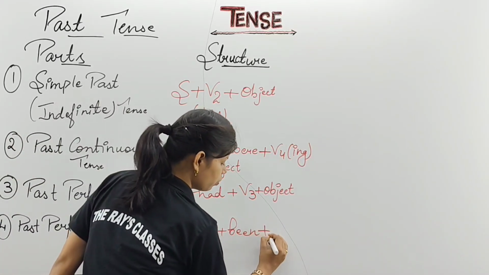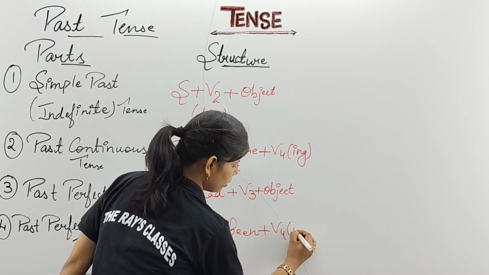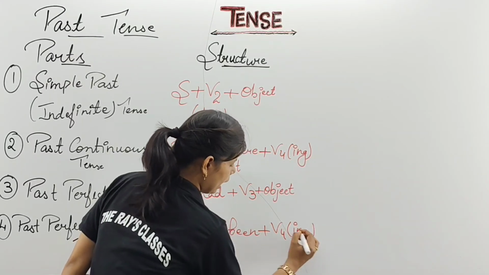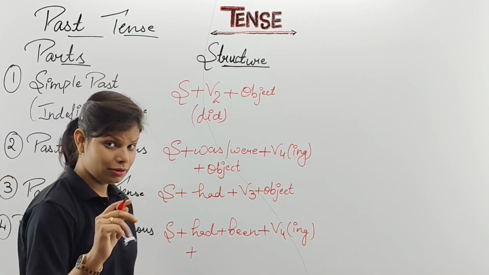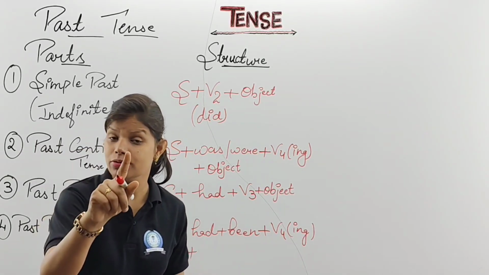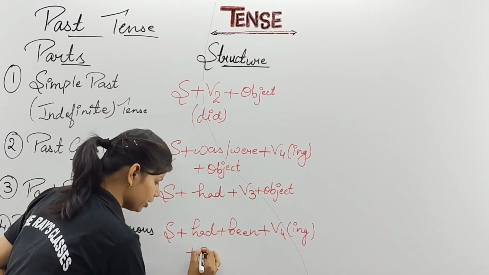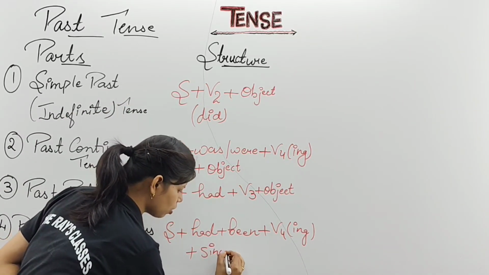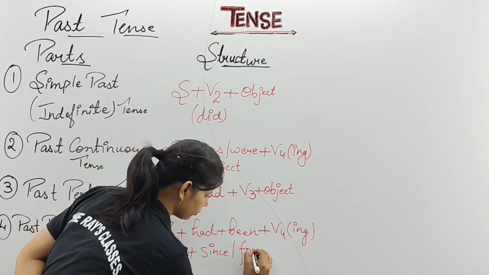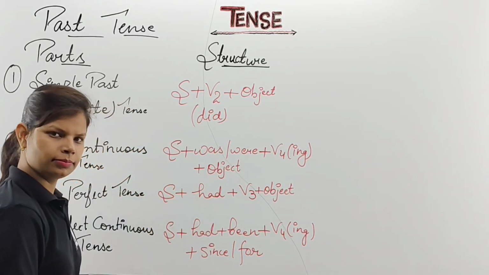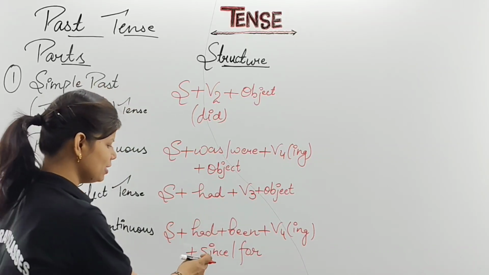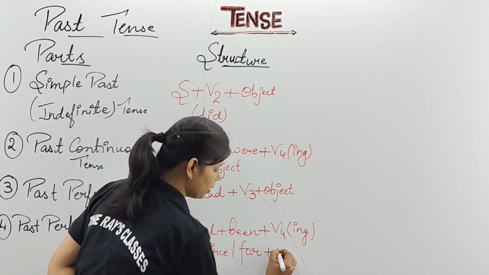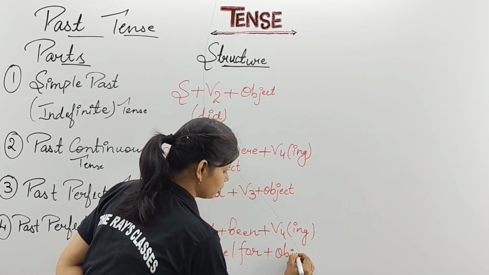Been plus the verb in which form? Fourth form, that is your ing form. Along with that we are using one more term. I hope you remember. To make that work in continuation, we are using what? We are using since or for. Clear? Hope you understand. So since or for, and at last we are using plus object.